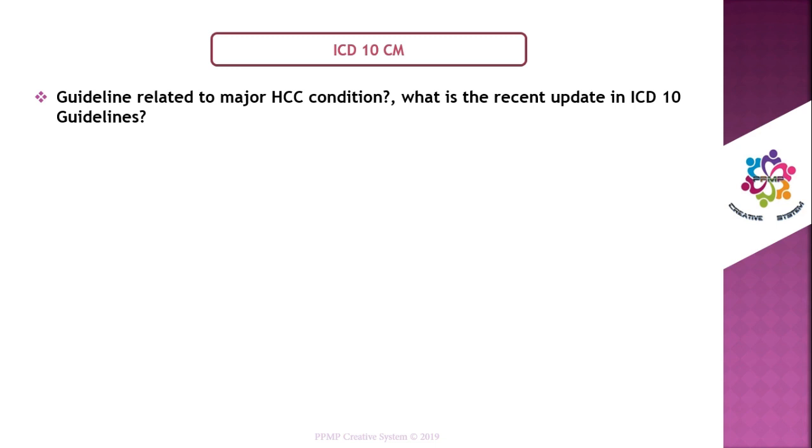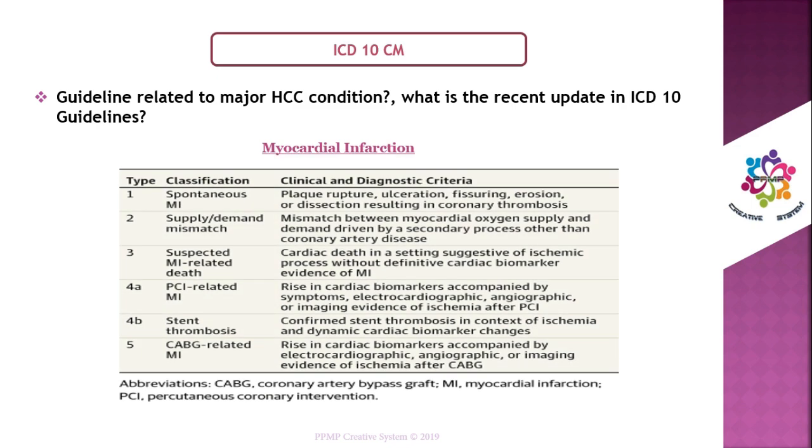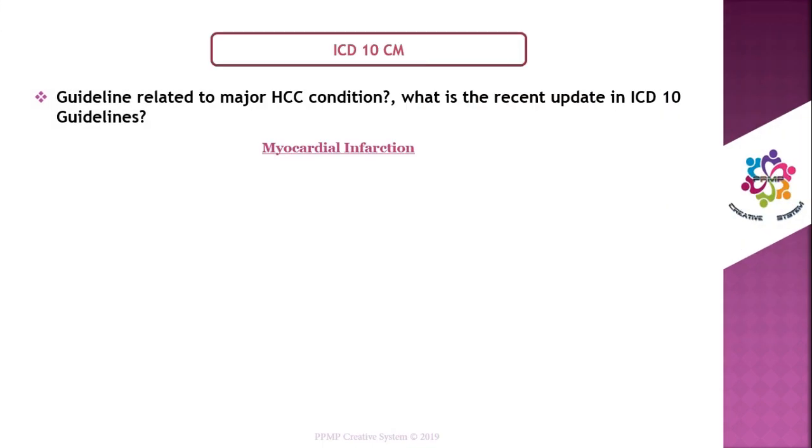What is the recent update in ICD-10 guidelines? Myocardial infarction. A heart attack happens when the flow of oxygen-rich blood to a section of heart muscle suddenly becomes blocked and the heart cannot get oxygen. Here there are 5 types of myocardial infarction. The explanation and cause of myocardial infarction, we listed below. Let's see the coding guideline for myocardial infarction.